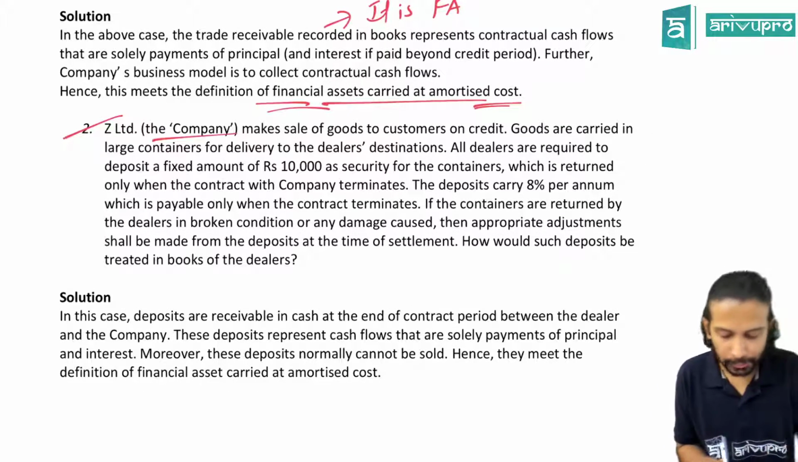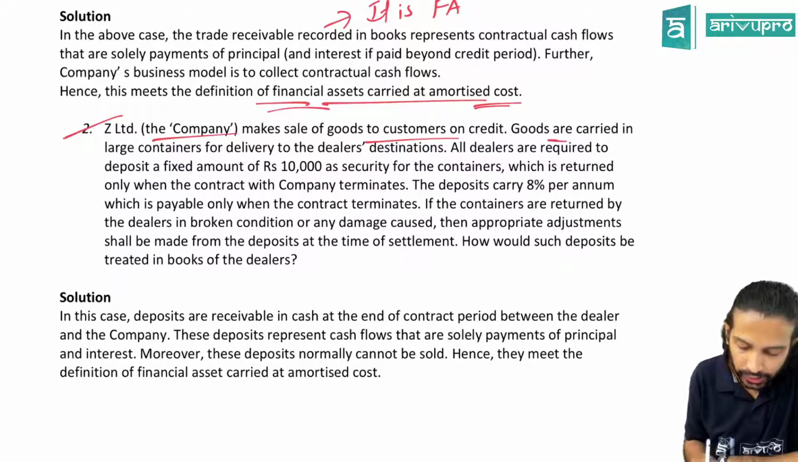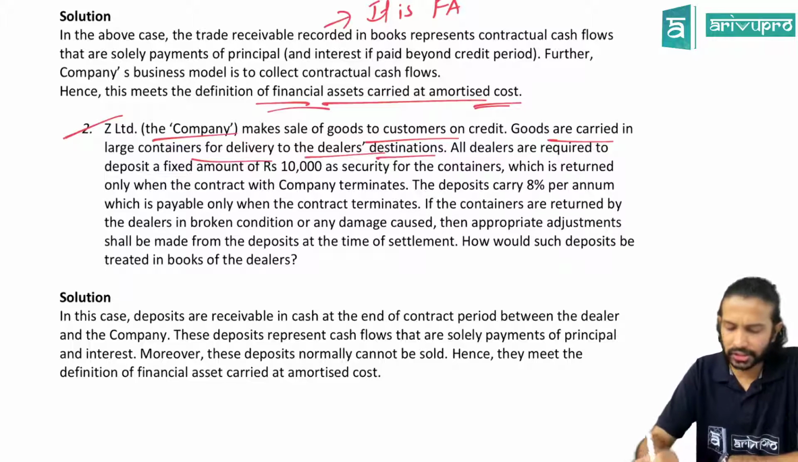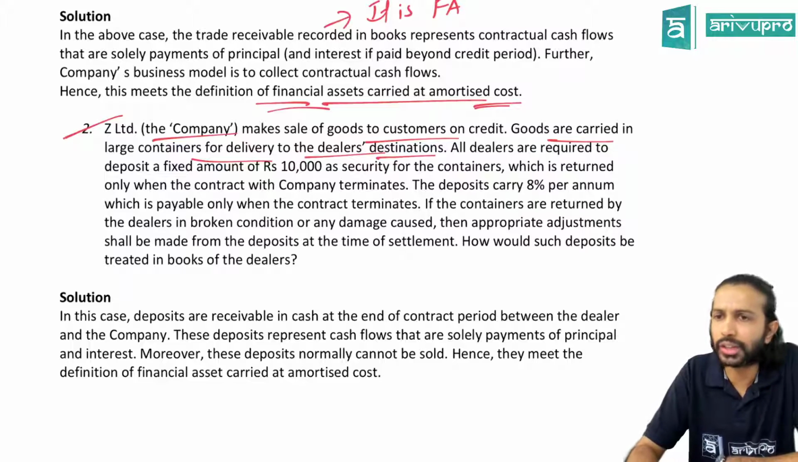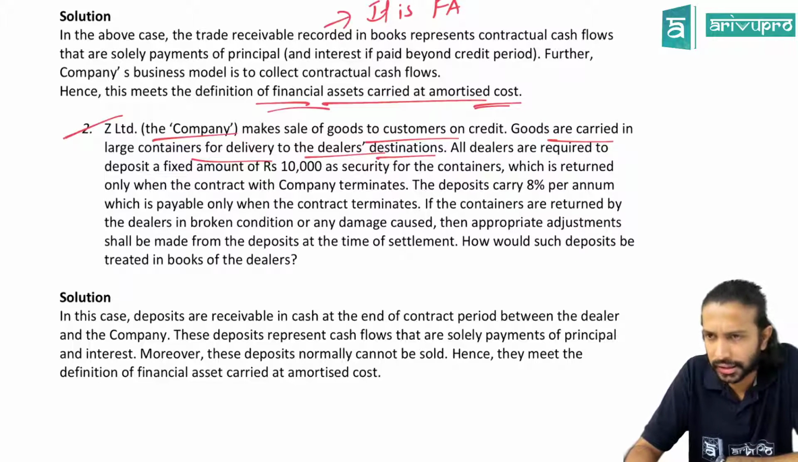Z Limited, a company, makes sale of goods to the customers on credit. Goods are carried in large containers to be delivered to the dealer's destination. So like we are sending the goods in containers. Maybe liquid items probably.